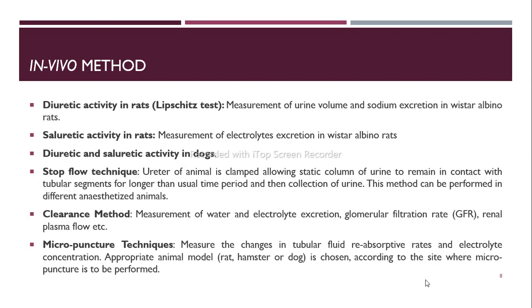Okay, next we have the in vivo methods. First is the Lipschitz test, which is one of the most common tests which we use in rats. What we do is measure the urine volume and also the sodium excretion in Wistar albino rats. Then we have the second technique, that is saluretic activity in rats. Again, this activity is most common. The first two are the most common techniques. Measurement of electrolyte excretion in Wistar albino rats is carried out in saluretic activity in rats.